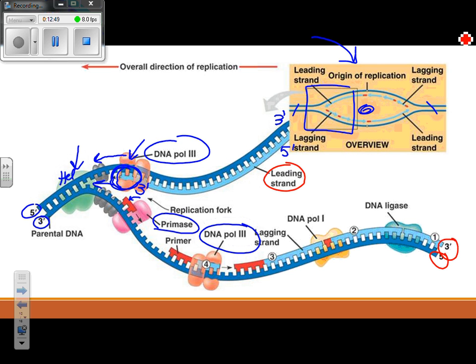which makes this 3'. And then on the other end, I have 3', which makes this the 5' end kind of here, here, all of these little sections.